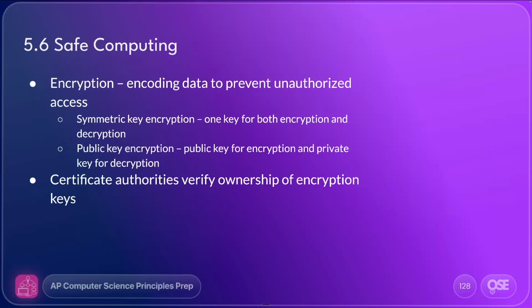Next topic, encryption. Encryption is when you encode data to prevent unauthorized access. There's two types. Symmetric, which uses one key for both encryption and decryption, and public key encryption, that uses two keys, a public key for encryption and a private key for decryption. The difference is symmetric, one key, public key encryption, two keys. And certificate authorities, they verify ownership of such encryption keys.